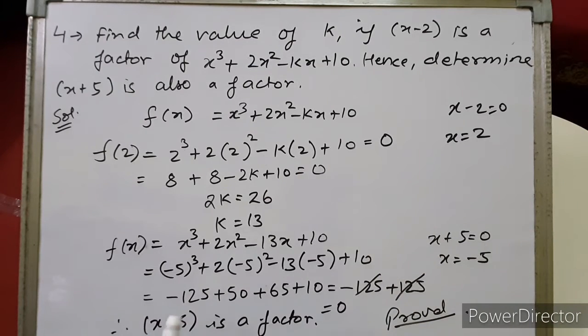Minus 5 cube, it will be minus 125. Minus 5 square will be 25. 2 into 25 is 50, plus 50. Minus 5 into minus 13 is plus 65 and plus 10. So plus 50 plus 65 plus 10, it will be plus 125. And minus 125, both will get cancelled. The result is 0. That means when we put x equals to minus 5, the remainder is 0. And when the remainder is 0, we can say that x plus 5 is a factor of the expression fx. Alright.